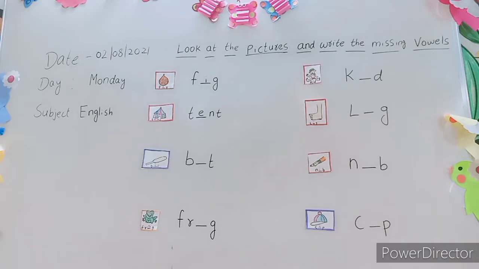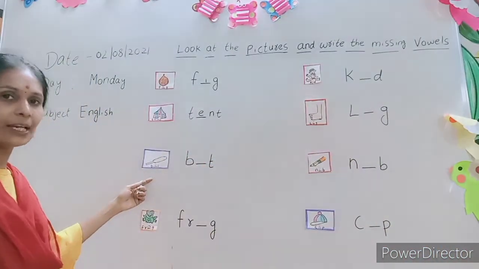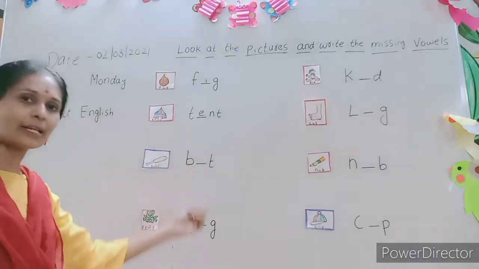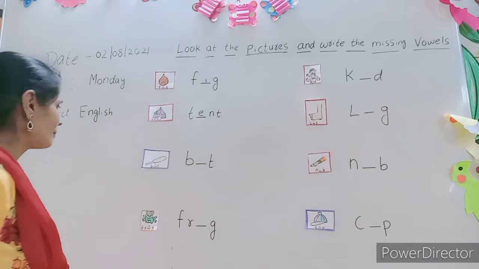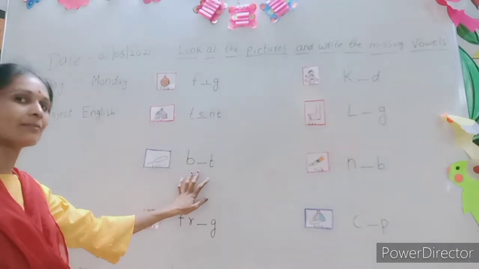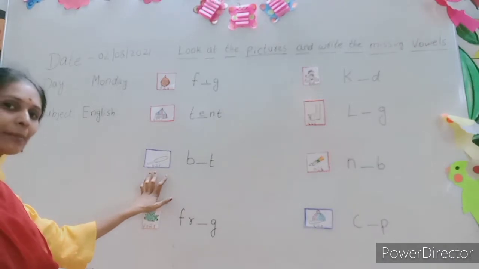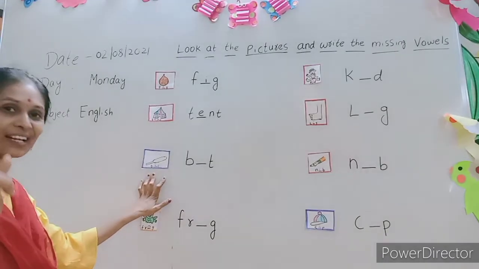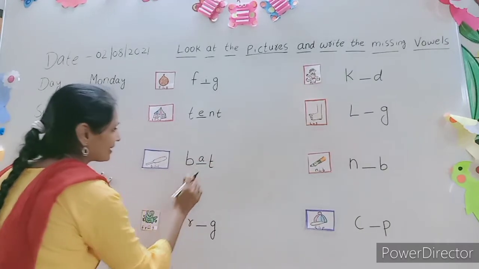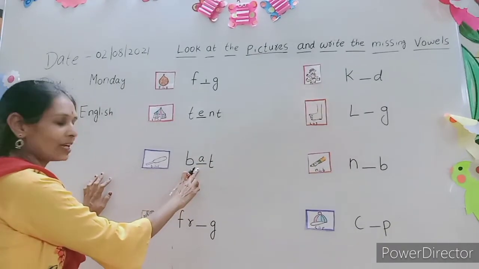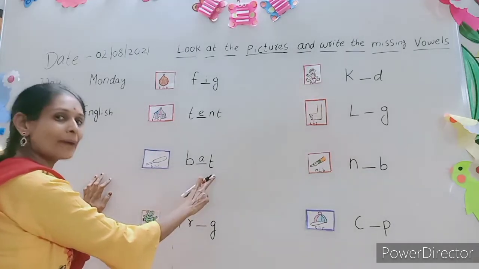Yes, dear kids. Look at the picture carefully and insert only the vowel in the fill in the blanks. Okay. In the blank space, what do we have to write? Only vowels. Now tell me which alphabet will come? Yes, you are right. B, A, T, bat. A is a vowel. Now we will read the spelling also. B, A, T, bat.